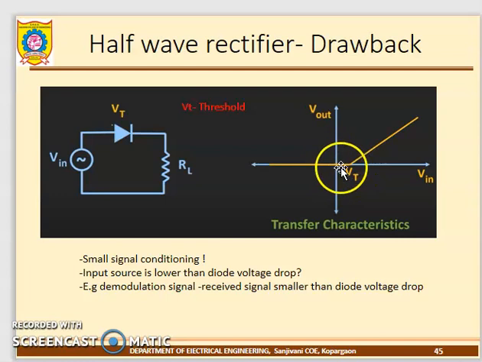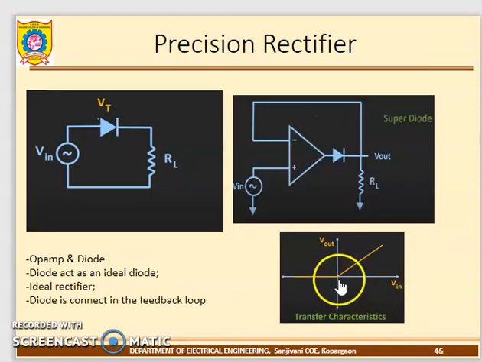How do we avoid that threshold? That's why you can go for the precision rectifier. What is the precision rectifier? Here you connect one operational amplifier. If you connect an operational amplifier, what do you get in the transfer characteristics? Your waveform starts from 0. See here, I have connected one operational amplifier, a two-input operational amplifier.